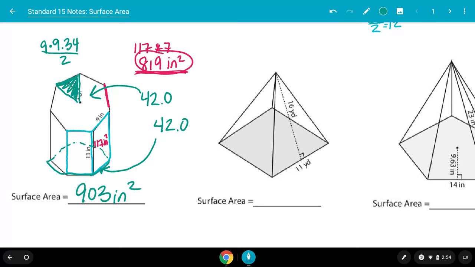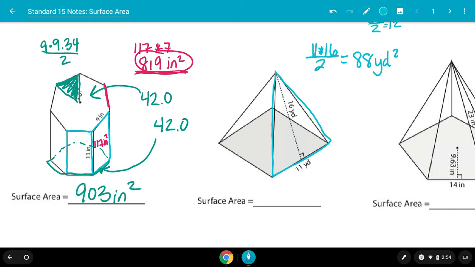Let's do a pyramid. I like to find the area of one of its sides first. I don't like that green anymore. I see this triangle right here. And I know the area of a triangle is its base times how tall it is divided by 2. That's supposed to be multiply. So 11 times 16 divided by 2 is 88 yards squared.